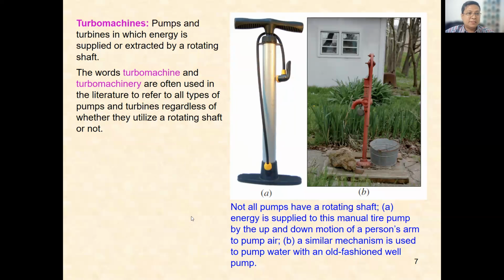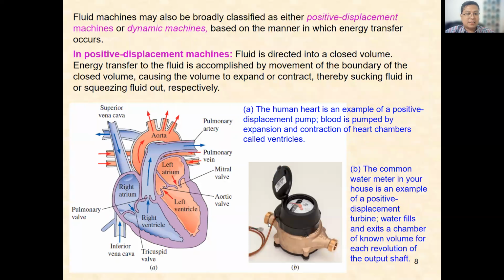The words turbo machine and turbo machinery are often used in the literature to refer to all types of pump and turbine, regardless of whether they utilize a rotating shaft or not. Okay, this one is another example of a pump, like our heart. This is considered a positive displacement pump.